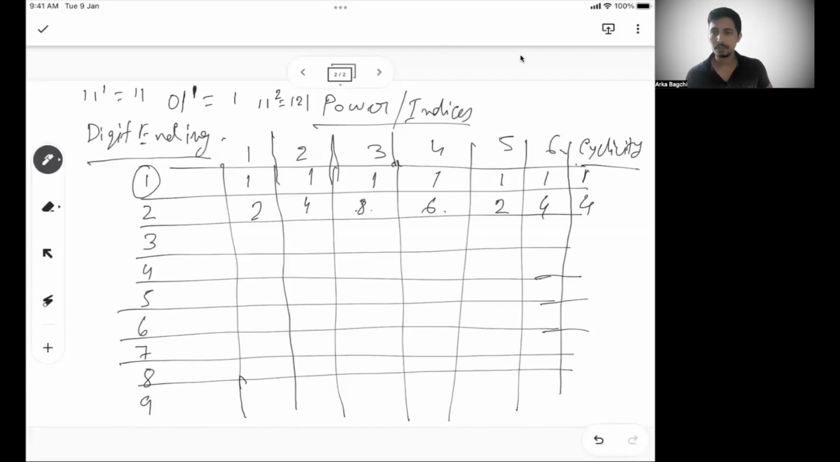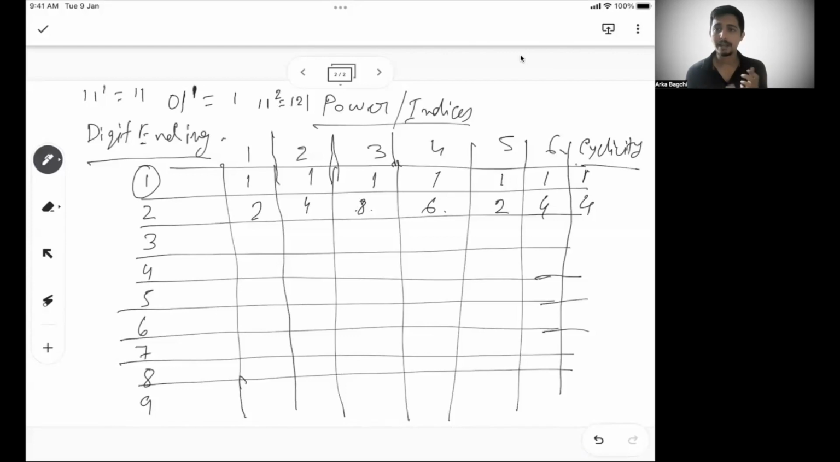So 2 to the power 1 will have the same last digit as 2 to the power 5. 2 to the power 5 will have the same last digit as 2 to the power 9. So at a gap of 4 numbers, the same last digit repeats. So that's where the cyclicity concept is coming in. For 1, we have seen at a gap of 1 number. So 1 to the power 1, same as 1 to the power 2, same as 1 to the power 3. So at a gap of 1 difference in power, your last digit repeats.